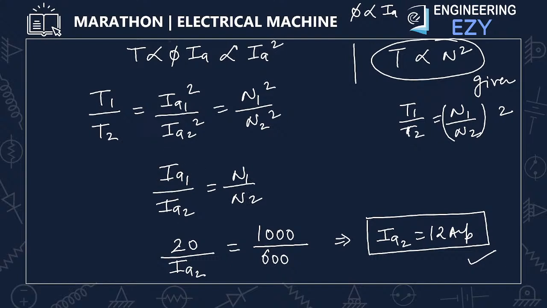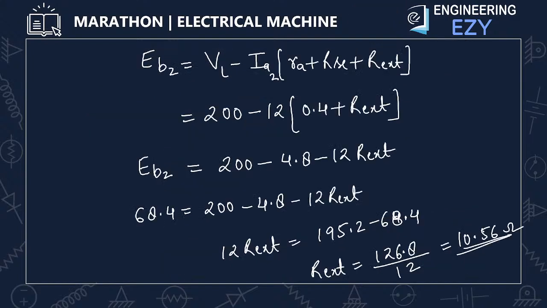First armature current is given, first case speed is given, second case speed is given, so we can calculate the second case armature current as 12 ampere. Up to this point, I think there is no problem for anyone. Now I use the second case EB2 with external resistance. EB2 is VL minus IA2 into (RA plus RSE plus R external). In the second case, armature current is 12, RA plus RSE is 0.4 plus R external. So EB2 is equal to 200 minus 12 into (4.8 plus R external).